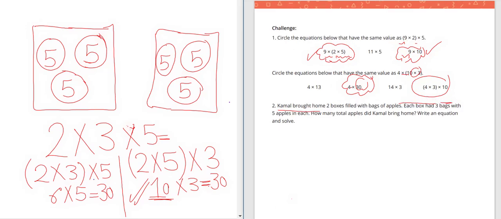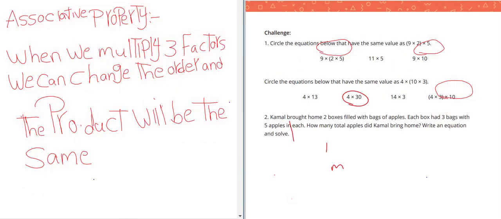Now please write the definition of associative property in your student book. Okay, the associative property, it means when we multiply 3 factors, we can change the order and the product will be the same, not change. So you can write this definition in your student book. This is all for today. Thank you.